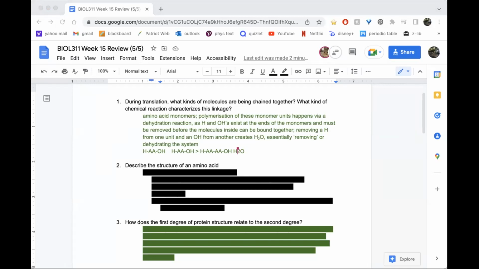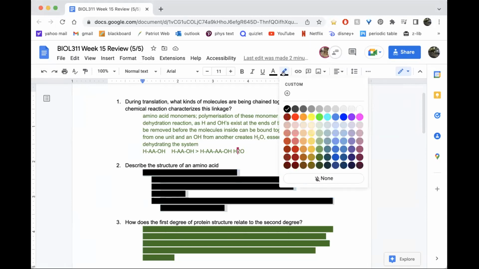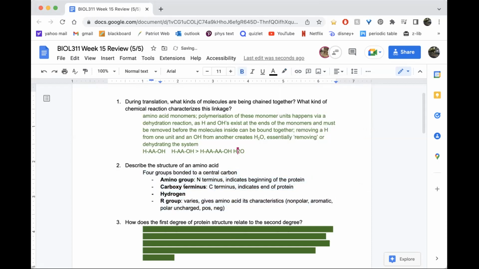It's an amino group. So on your amino acid, you have your 4 groups. You have your amino group, which is why it's called an amino acid. And then you have your carboxy terminus, so that's your COOH. And then you have a hydrogen. And then you have your R group.